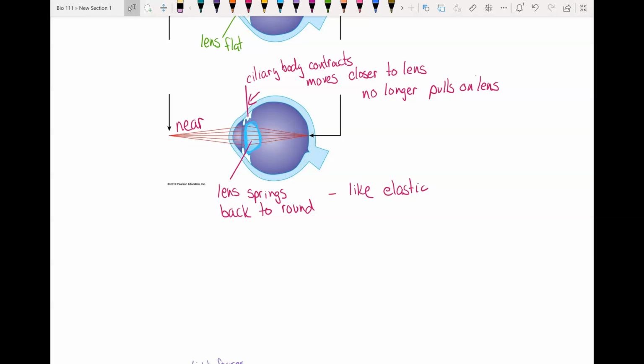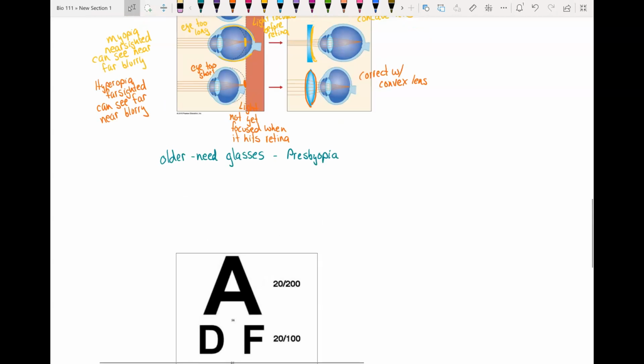You have to hold things farther and farther away to be able to see them. Think about going out to lunch with your parents or grandparents and they hold the menu out far away. Or sometimes people complain, my arms aren't long enough. They get a text message on their cell phone and they have their arm out straight as far as it'll go, holding things far away to be able to see. In presbyopia, near gets blurry.